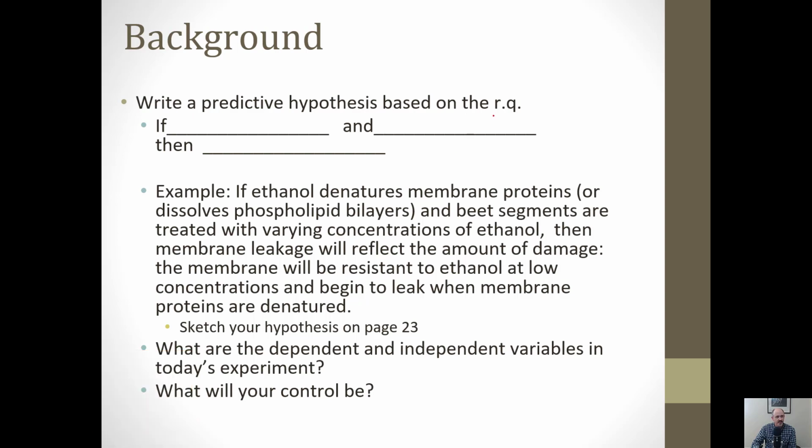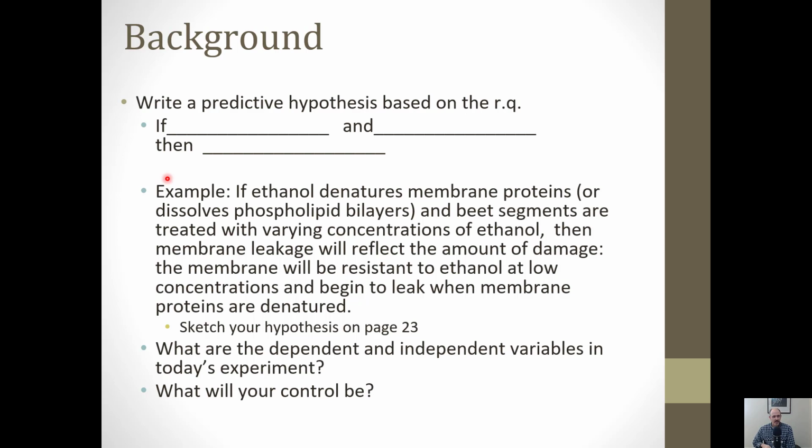Unless your manual's changed and it's no longer page 23, but it should be page 23. And when you do that, you draw an XY axis, and then you simply label the axes with a title. You don't have to put numbers on it. So your x-axis, for example, would be ethanol concentration. Your y-axis would be beta-cyanin concentration. And you just draw a line showing what your hypothesis would look like graphed out. What will the major trends of the data look like if your hypothesis were supported?